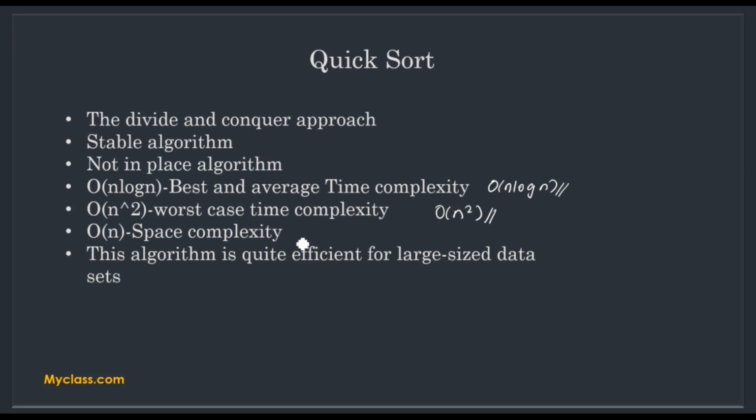Quicksort is a not in-place algorithm. Because of that, the space complexity is related to the number of inputs in the unsorted list. So we can say that the space complexity of quicksort is order of n. Unlike other algorithms, this algorithm is quite efficient for large-sized data sets. Bubble sort, insertion sort and selection sort are all not suitable for sorting a large-sized data set, but quicksort is very efficient for large-sized data sets.